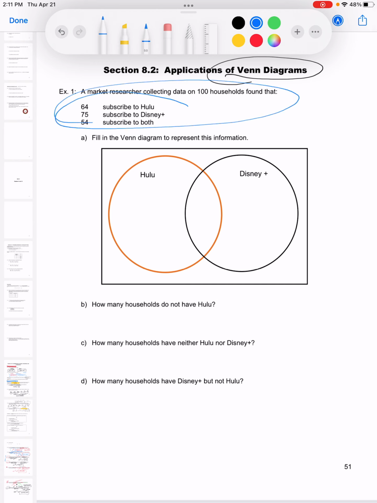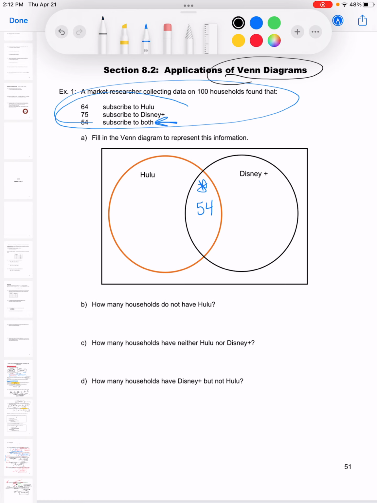And I always want to start down here in the intersection. This is where the two circles, in this case Hulu and Disney, overlap. So the intersection is going to be where it talks about both of these. So I'm going to have 54 subscribers to both Hulu and Disney. Now I'm going to work my way out and get out of that intersection.